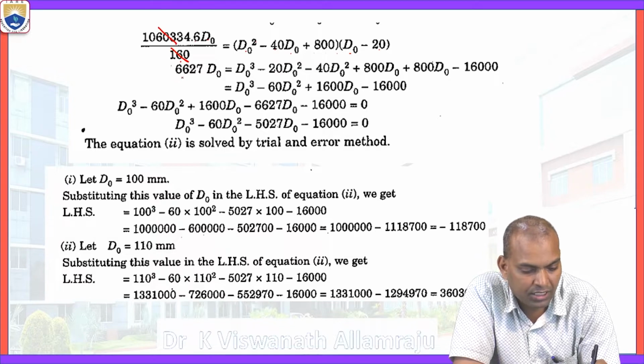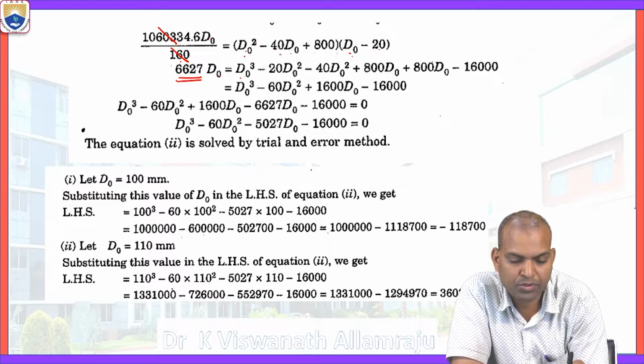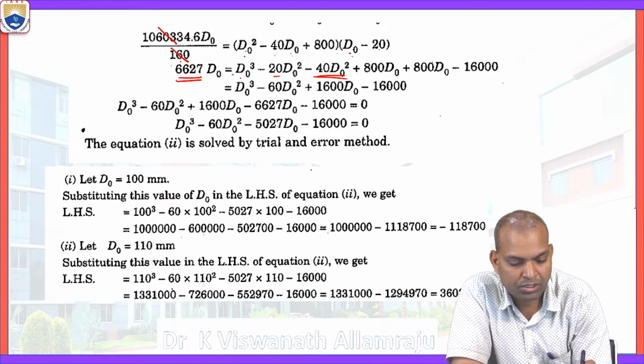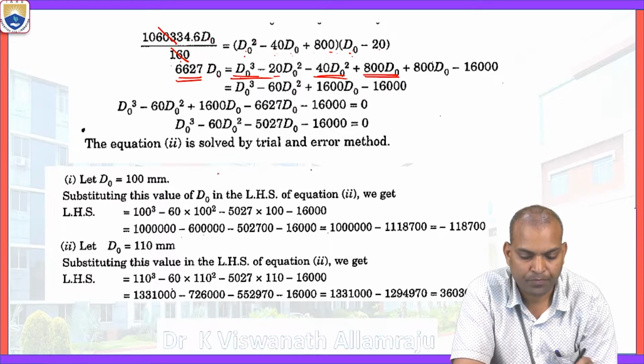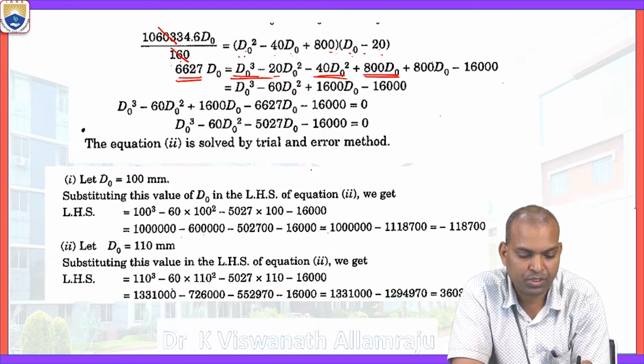So this cancellation comes 6627 do equal to do into do square, that is do cube, do times minus 40 do, that is negative 40 do square, yes, negative 40 do square. This term we got, plus 800 do, these terms with do. Negative 20, if we consider, minus negative of 20 times do square, yes, this term.